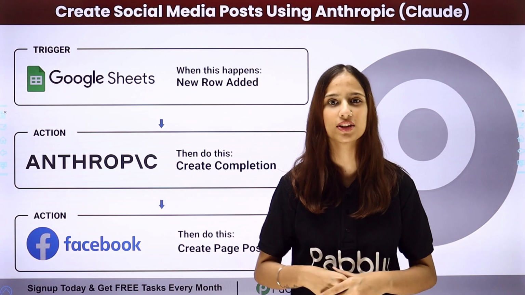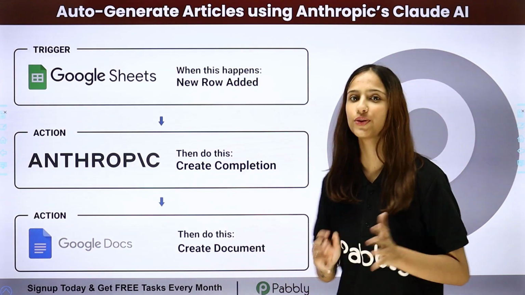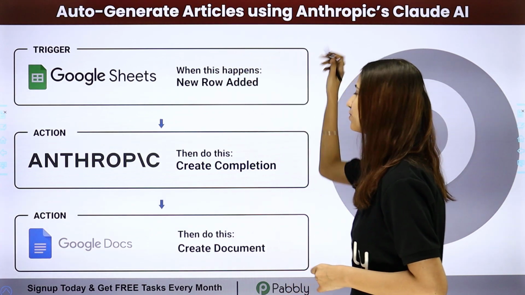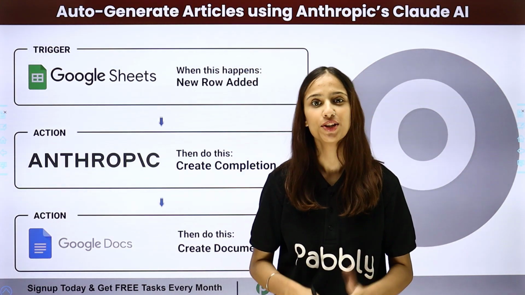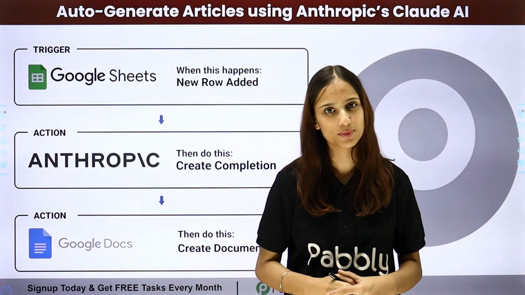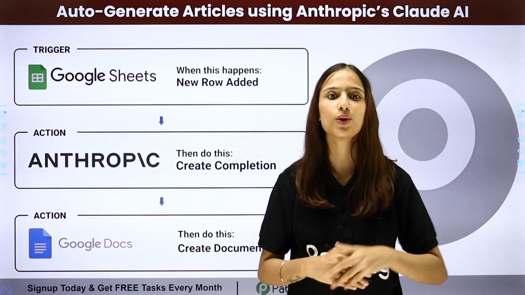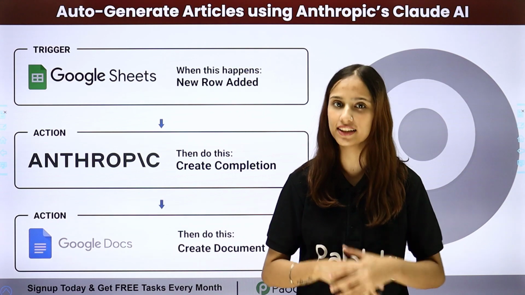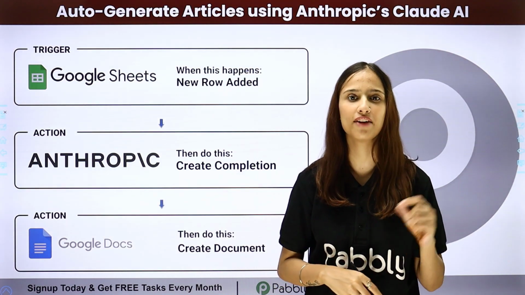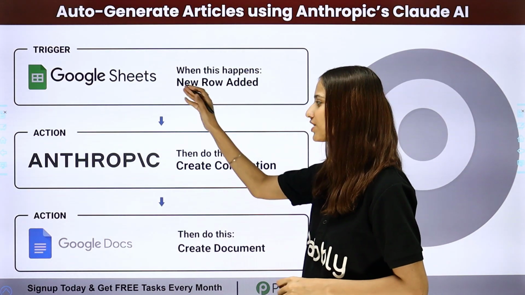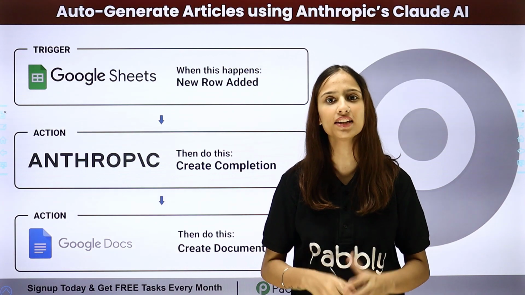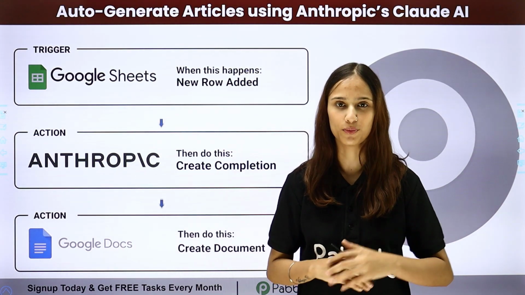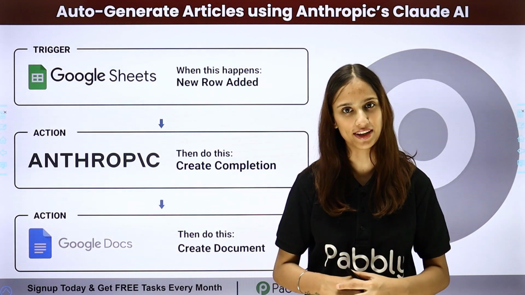Now let's move to a third example. In this example, I will tell you how you can auto-generate articles using Anthropic Claude's AI. As I've already discussed before, by using Anthropic you can generate unique automated articles. Here again in this example, let's suppose that you have added some titles in your Google Sheets and then you want to create the article for the same title, and this can be done by using Anthropic. Moving to our fourth and final example.